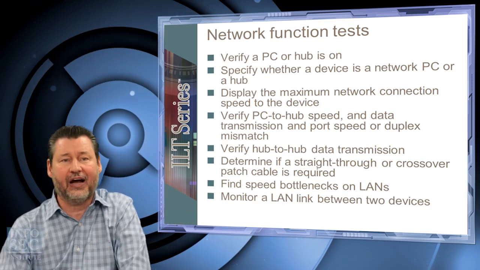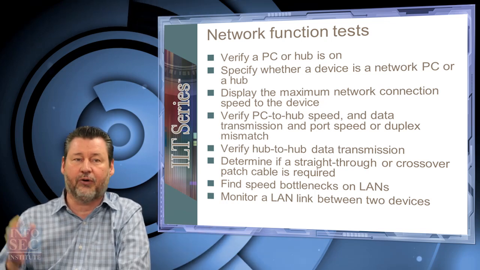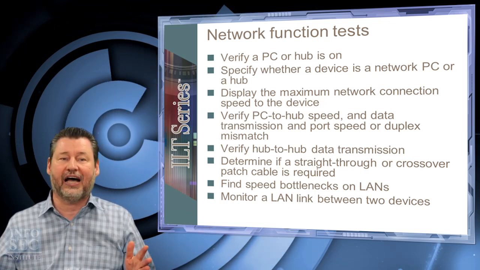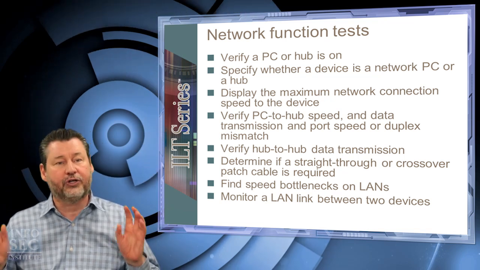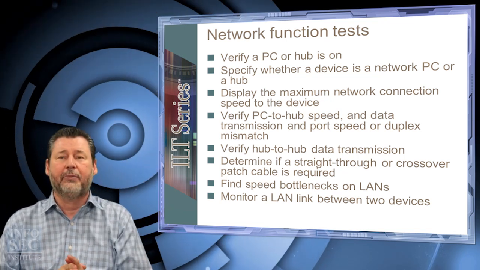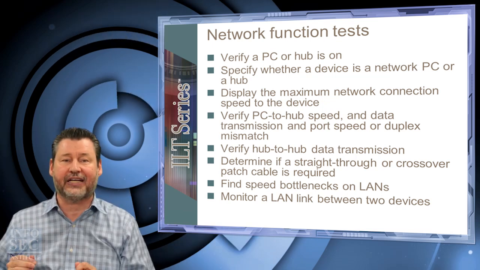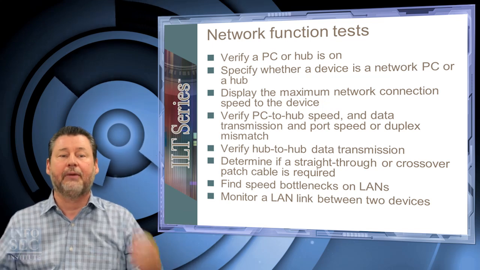Network function test. Verify a PC or hub is on. Specify whether that device is a network PC or it's a hub. Display the maximum network connection speed to the device. Verify PC to hub speed, data transmission and port speed, or duplex mismatch. Remember, you should know the specifics of the switch or hub you're connecting to, and you want to set your PC to transmit matching it.